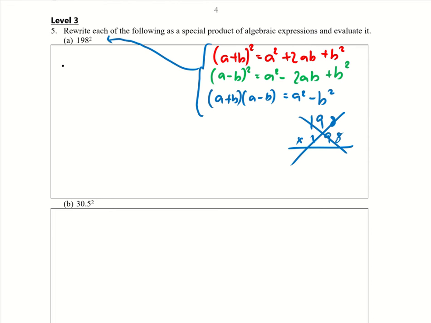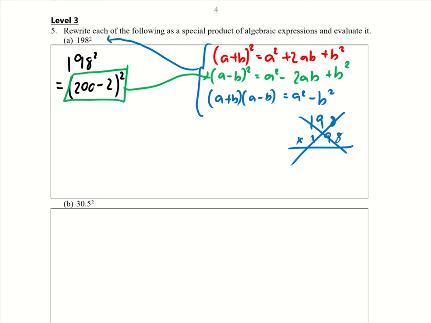How can we do it? We have 198 squared. Now the closest number that's easy to square is 200. So I can easily put this as 200, and then to get 198, I'll just minus 2. So 200 minus 2, squared. 200 is a number that's easy to square. 2 is also a number that's easy to square. And you realize that this looks exactly like this form over here. This whole thing looks like (a minus b) the whole thing squared.